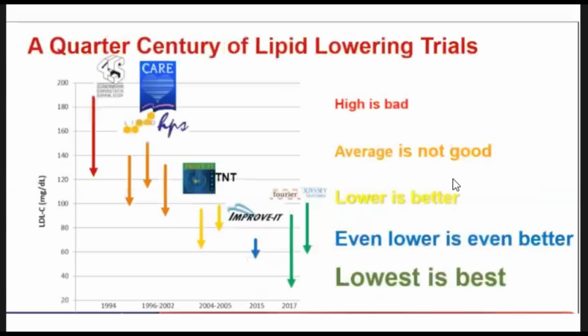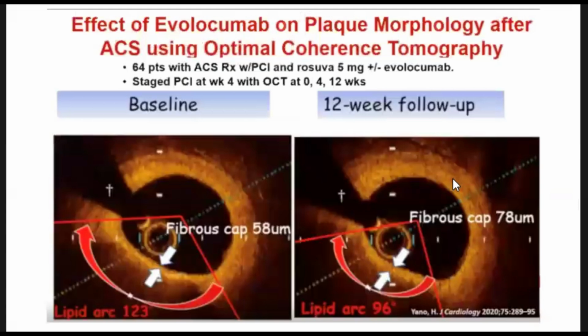And statins have been around for more than a quarter century. The first statin trial, the 4S trial, was published in 1994. Now it's 2024, so it's been 30 years of statins, and the safety and side effect profile of statins is very well studied. I will come to the side effect profile of statin. So high LDL is bad, average is not good, lower is better, but lowest is the best. So what happens when you bring down the LDL to a very, very low level?